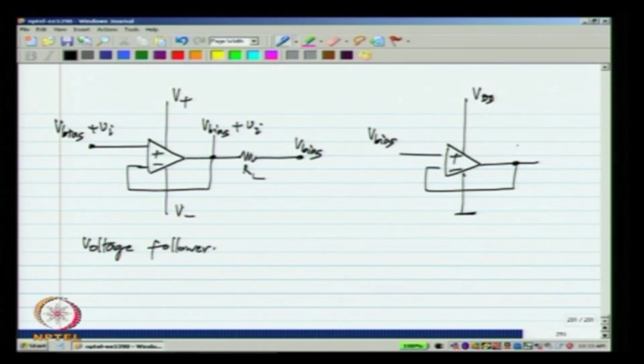Now, how does it change? Ideally, if I apply any value of V bias there, V bias should come out, because this is a unity gain follower, and let us assume that the op amp does not have any offsets and so on. In reality, what happens is different. Now, let us assume that there is some value of V bias 0, for which the output is exactly equal to V bias 0. This is the ideal operation of the voltage follower.